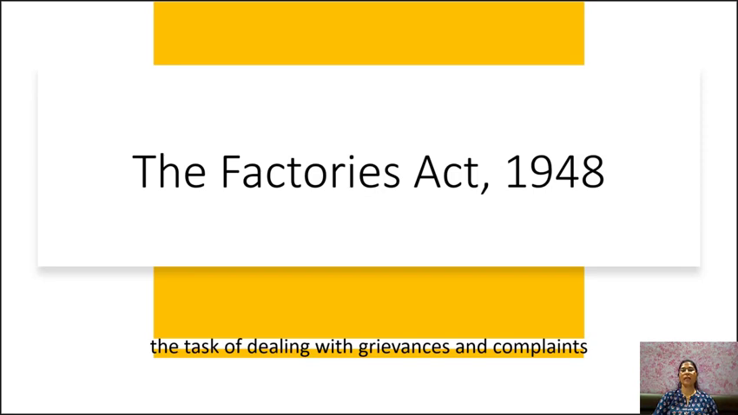Next is the Factories Act 1948. It provides for the appointment of welfare officers in every factory wherein 500 or more workers are ordinarily employed. These officers are generally entrusted with the task of dealing with grievances and complaints. However, these provisions are not helpful due to the dual role which these officers are called upon to perform.